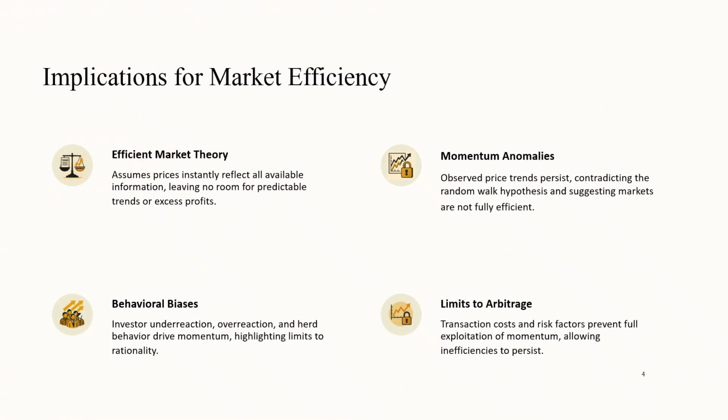The presence of price momentum effects indicates deviations from the strong form of market efficiency, suggesting that markets do not instantaneously and fully incorporate all information into prices. Behavioral biases such as investor underreaction, delayed overreaction, and herd behavior contribute to momentum. Momentum also implies that some investors might profit from predictable price trends, challenging the random walk hypothesis. Nonetheless, transaction costs and risk factors appear to temper arbitrage, allowing momentum to persist in the real world.